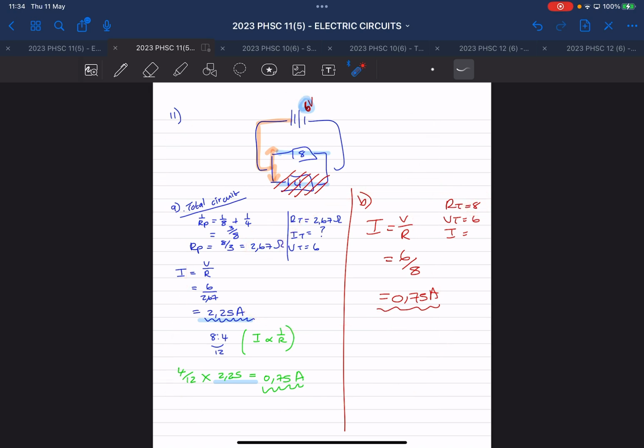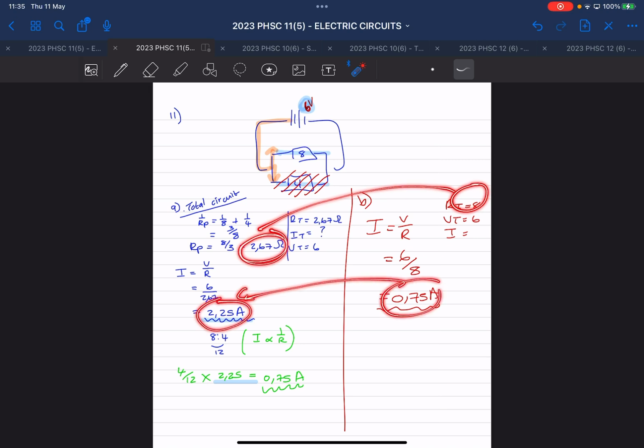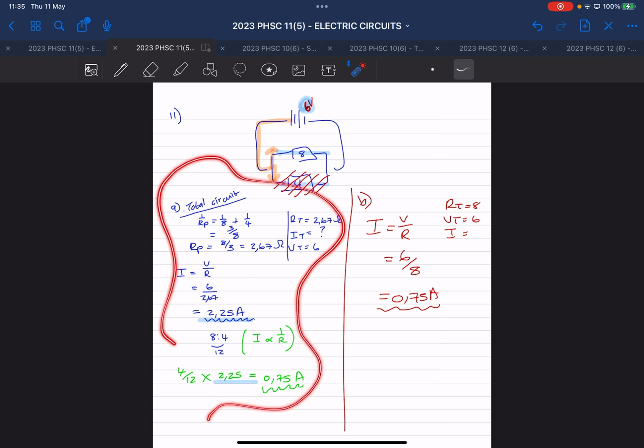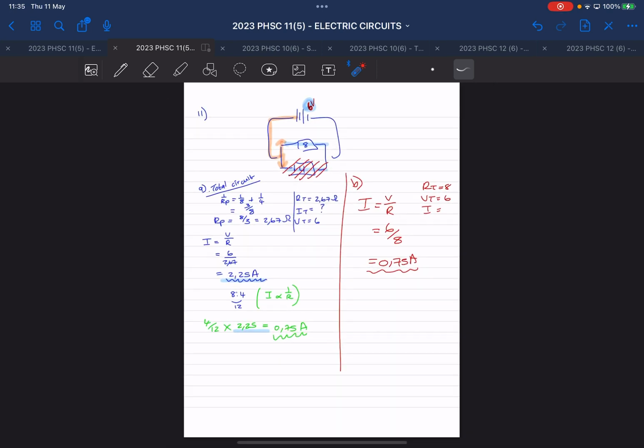I'm just going to say the opposite again. What happens when we add more resistors in parallel? Current increases. So if we add more resistors in parallel, the total resistance actually decreases, because we don't just add them together, we say 1 over, 1 over, 1 over. So the total resistance decreases, so the total current increases. That concept you must understand, and that is why I did all of this.